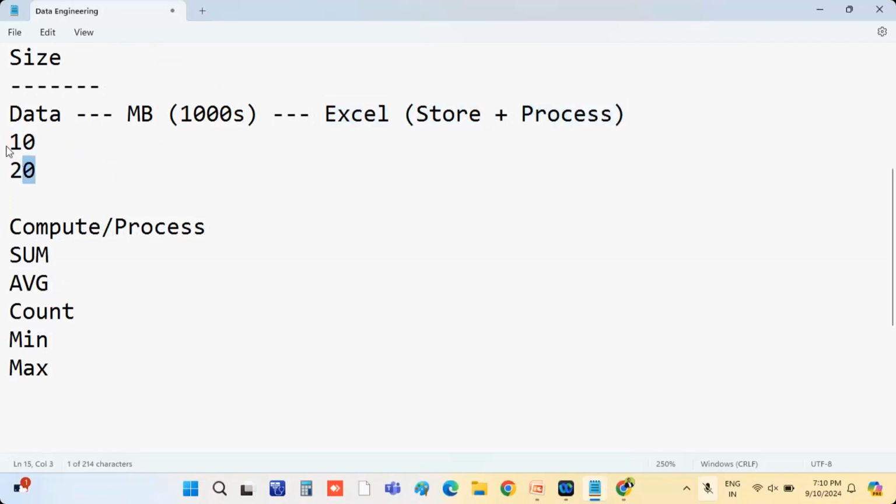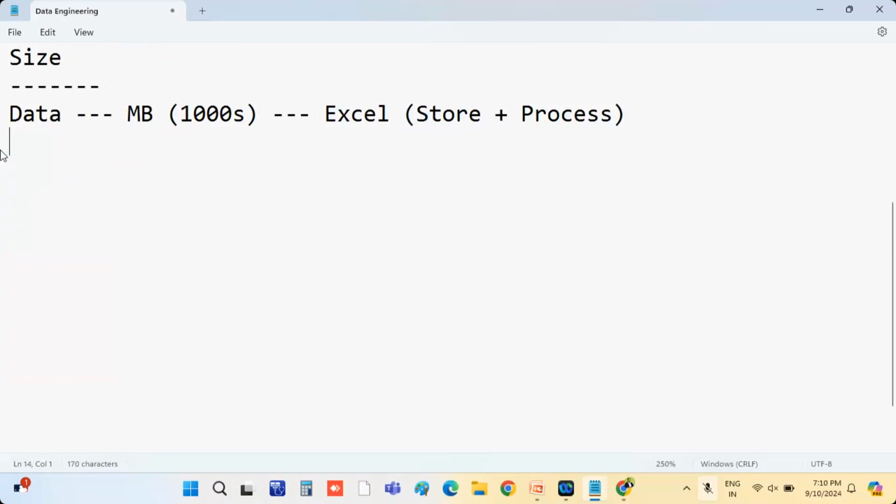What is the sum? 10 plus 20 is equal to 30. This is what is called a sum. I wanted to know the average. Average is 15. I wanted to count the total numbers: 2, right? What is the minimum? Minimum is 10, maximum is 20. If you wanted to do any kind of processing, normally the same thing can be done within the Excel sheet. Clear? So the IT industry can use different software. One of the software is called Excel, where you can store the data and process the data.